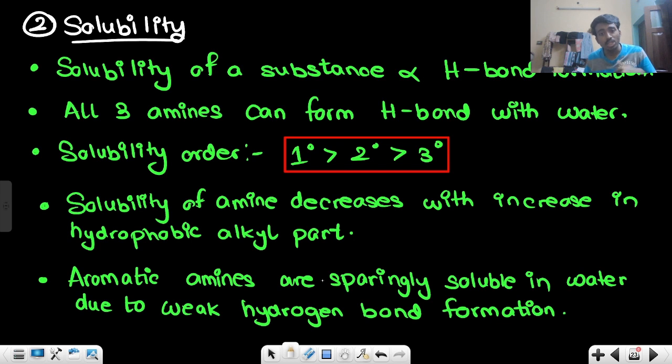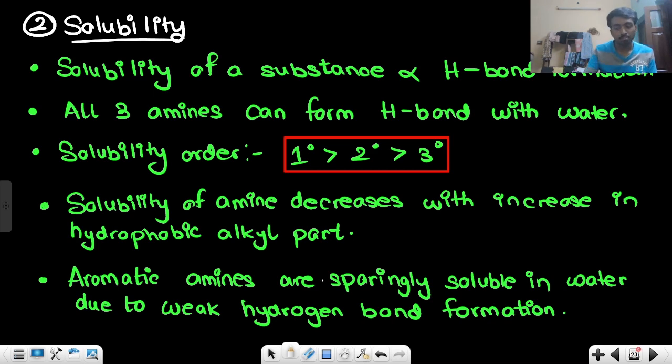If the alkyl groups are increasing, then the hydrophobic nature is increasing. Alkyl parts, they don't like water, they want to go away from the water. So more and more the alkyl groups, if you try to increase it, then automatically the solubility will decrease. That is why 1 degree has the least number of hydrogens? In 2 degree there are 2 hours, 1 degree only 1 hour, and 3 degree there are 3 hours. That is the reason. Alright, aromatic amines are sparingly soluble because they will not form very strong hydrogen bond.